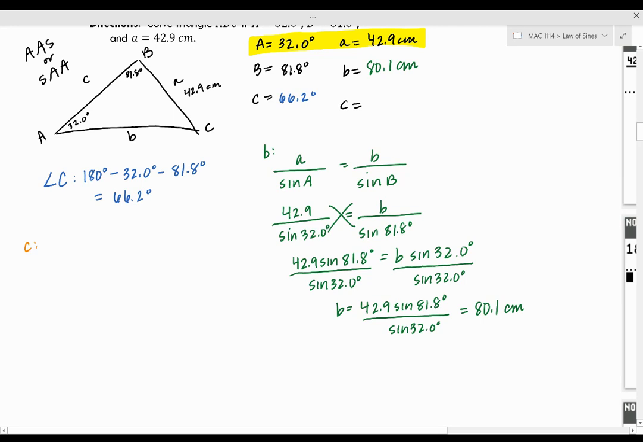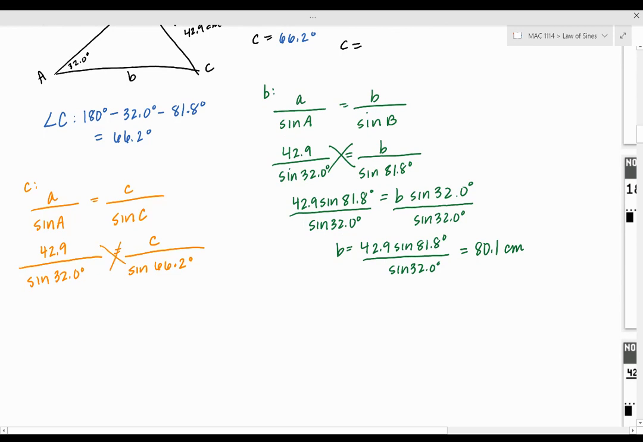So because I'm looking for little c, remember the lowercase letters go in the numerator. So I'm going to say a over sine A, because that's what they gave me, over little c over sine C. I'm going to plug in what I know. So that's 42.9 over the sine of 32 degrees equals little c over the sine of 66.2 degrees. All right, I'm going to cross multiply again from left to right.